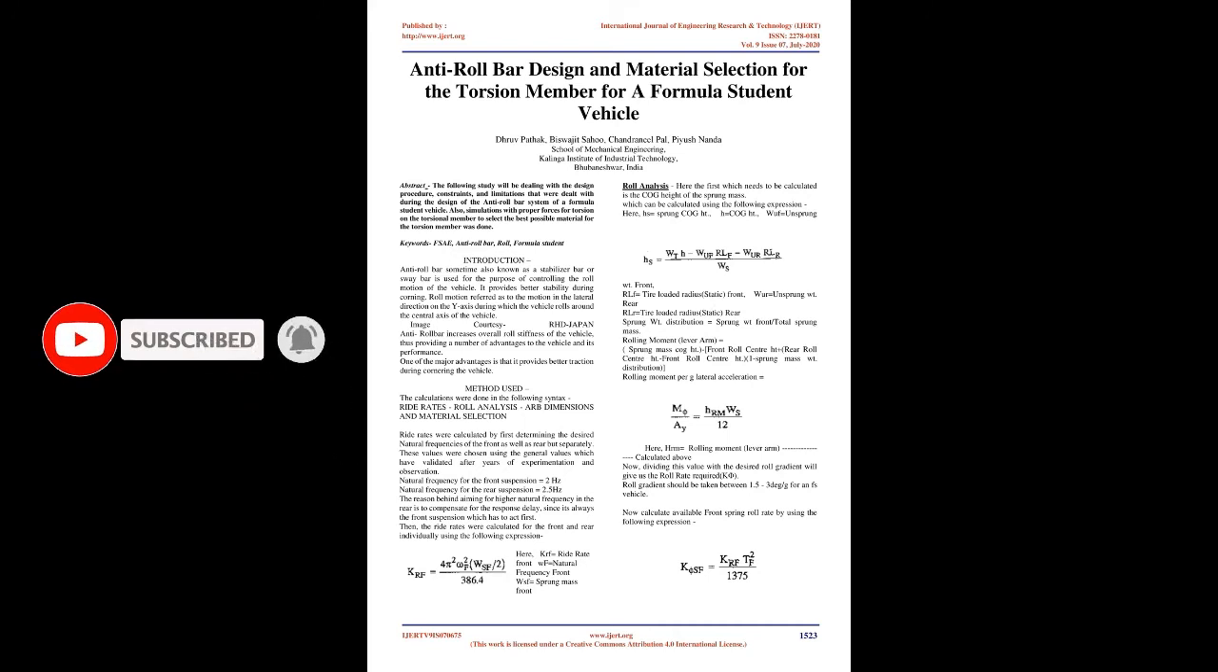Ride rates were calculated by first determining the desired natural frequencies of the front as well as the rear, separately. These values were chosen using the general values which have been validated after years of experimentation and observation. Natural frequency for the front suspension equals 2 Hz. Natural frequency for the rear suspension equals 2.5 Hz. The reason behind aiming for a higher natural frequency in the rear is to compensate for the response delay, since it's always the front suspension which has to act first.